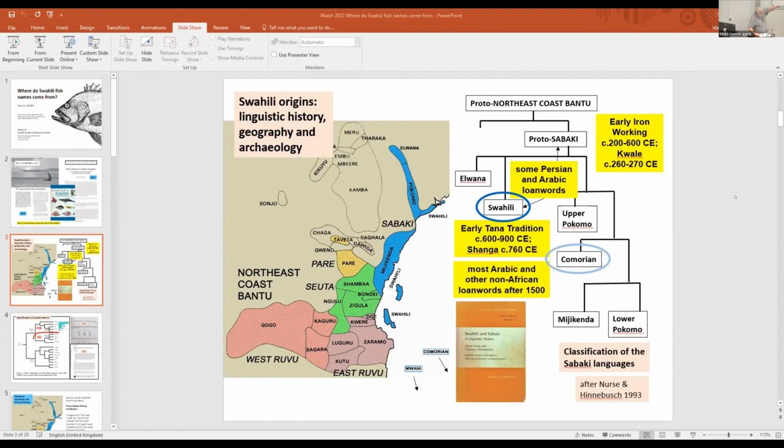The classificatory position of Swahili and approximate dates are shown on the slide on the right there. And note the distance between Swahili and Comorian. Comorian is not a Swahili dialect. It's actually quite separate, and a lot of its fish names are quite different. There's some overlap because some of them can be traced back to Proto-Sabaki. Others have been borrowed backwards and forwards between the two languages, but there are also some that have evolved quite separately.